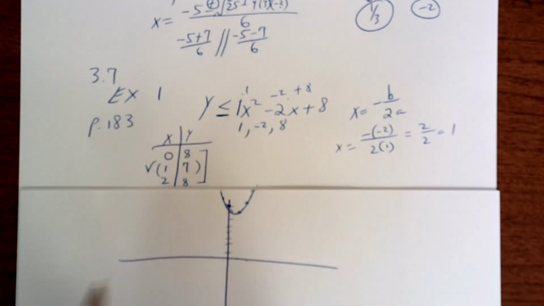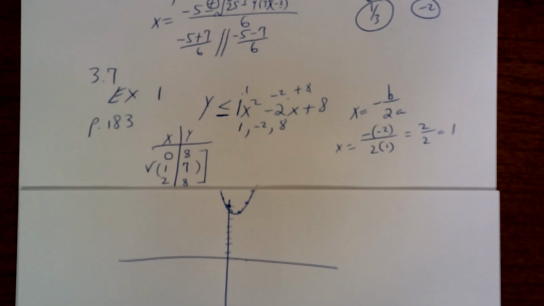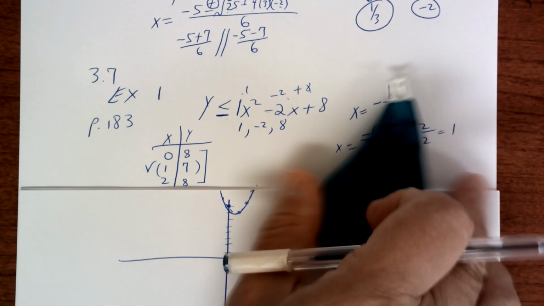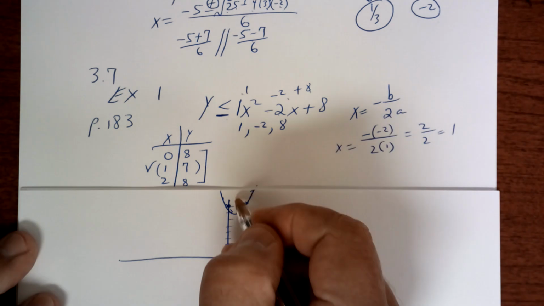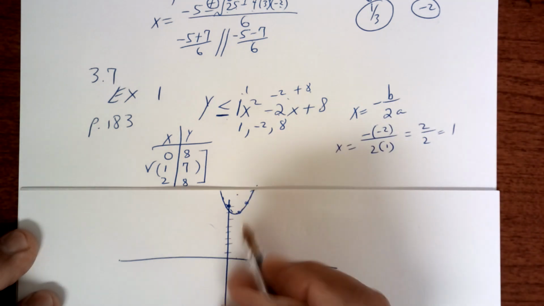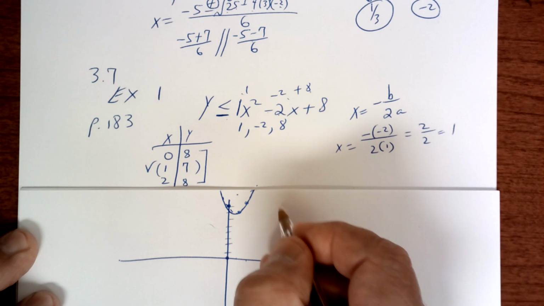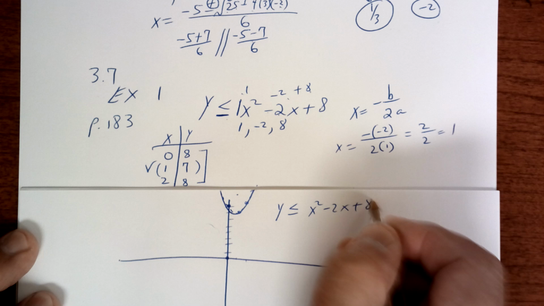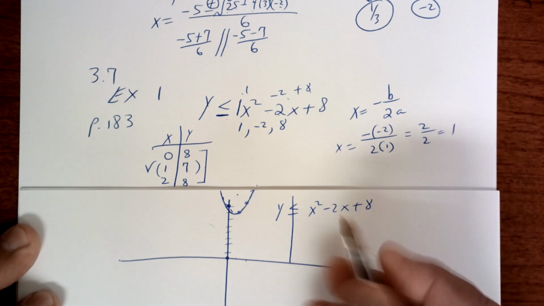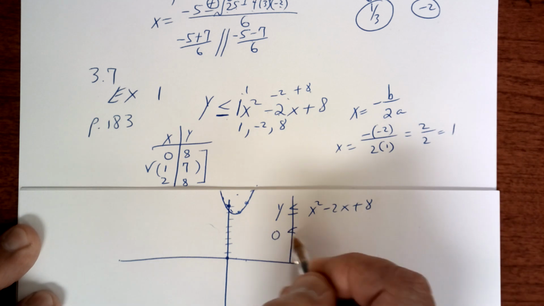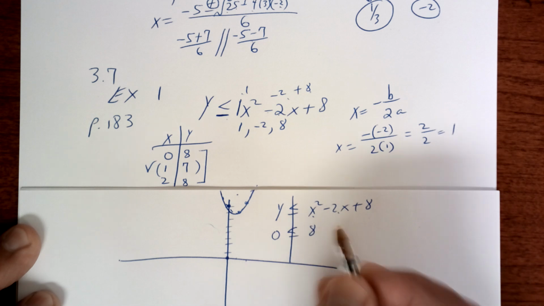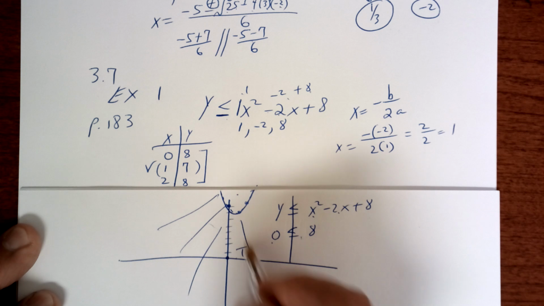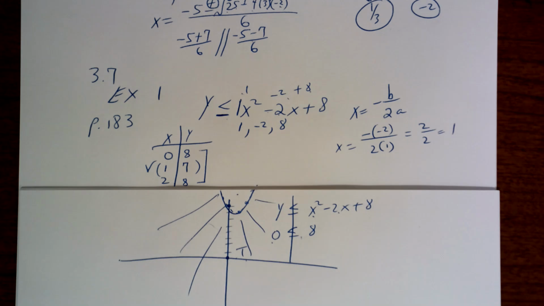Let me focus this a little bit. All right, so I'm going to use a test point. You can use one inside of here or one outside. I'm going to use 0, 0. So I'm going to rewrite this parabola, and I'm going to plug in 0 and 0. I get 8. 0 is less than 8. That's true. So this one should be colored on the outside. And there it is, and that's what you're doing.